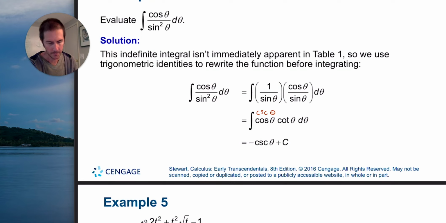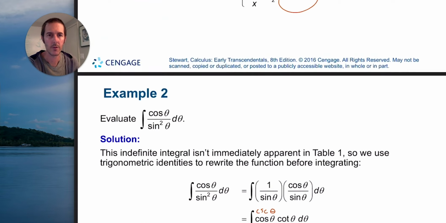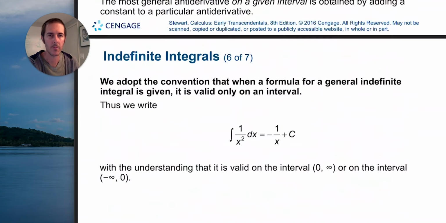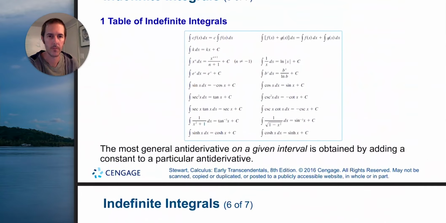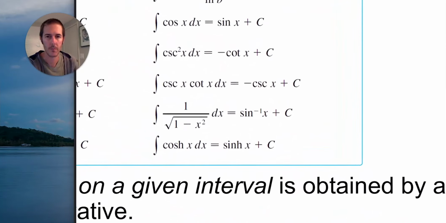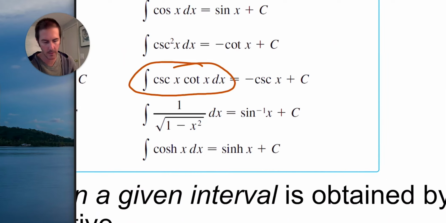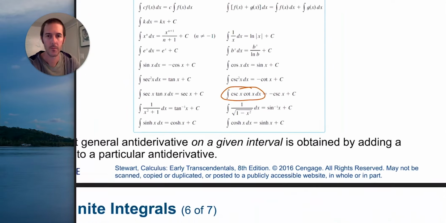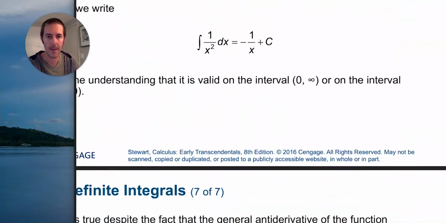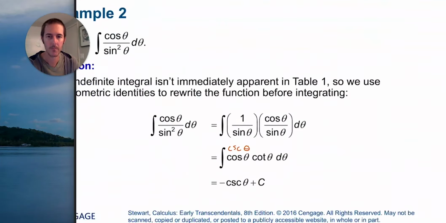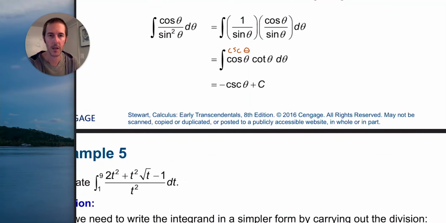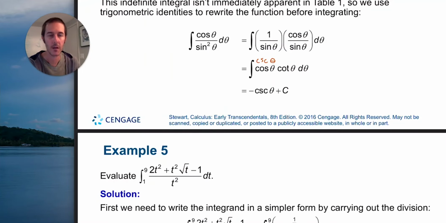csc theta. And then, now that that says cosecant times cotangent, let's scroll back up. The integral of cosecant times cotangent is equal to negative cosecant. Let's see if the author got that part right. Negative cosecant plus our constant value c.